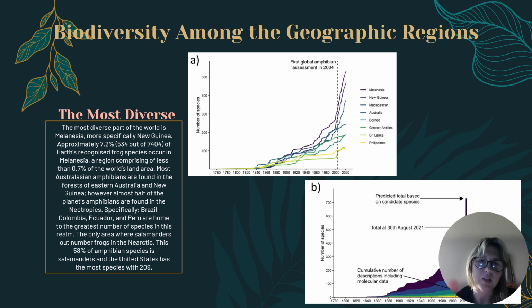Although it's got the most dense population in regards to land area to animal species, most of the world's population of amphibians, or approximately half of the planet's amphibians, are actually found in the neotropics. That's going to be more specifically Brazil, Colombia, Ecuador, and Peru. And then the most salamanders are actually going to be in the Neo-Arctic. This is 58% of amphibian species, and the United States actually has the most species with 209.